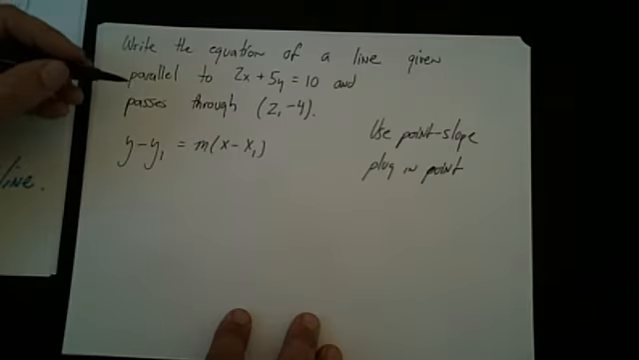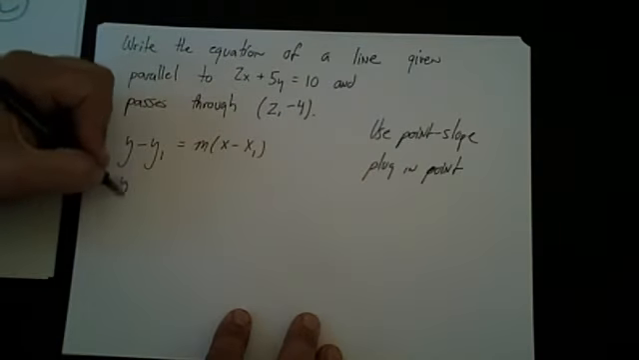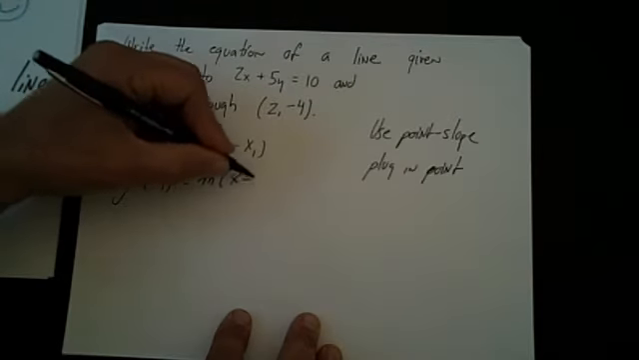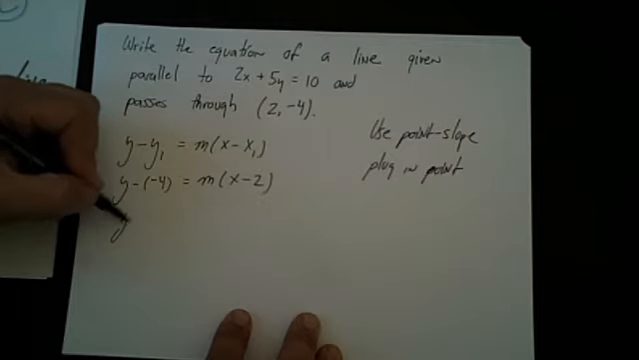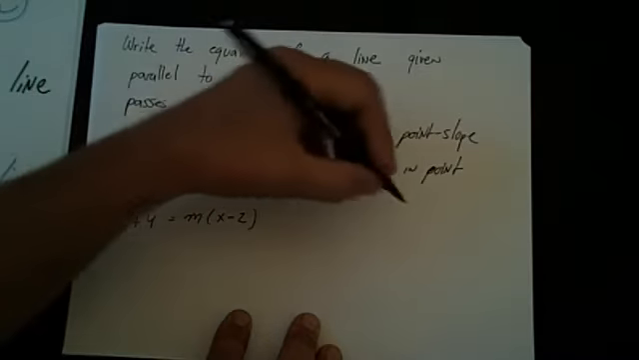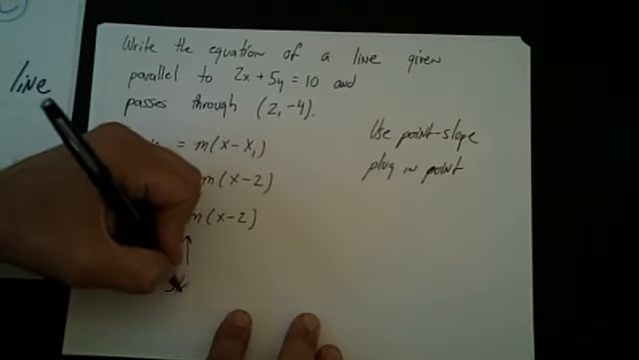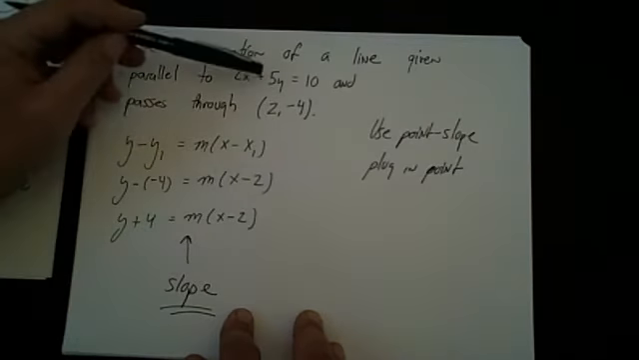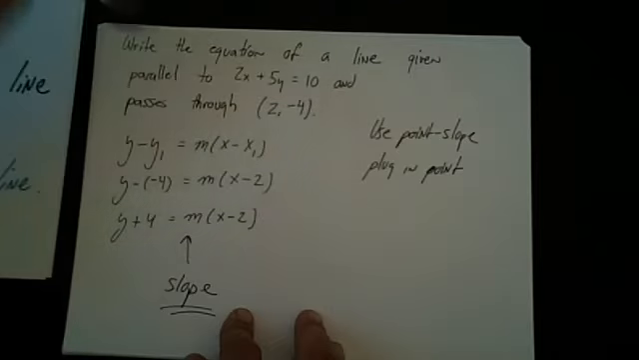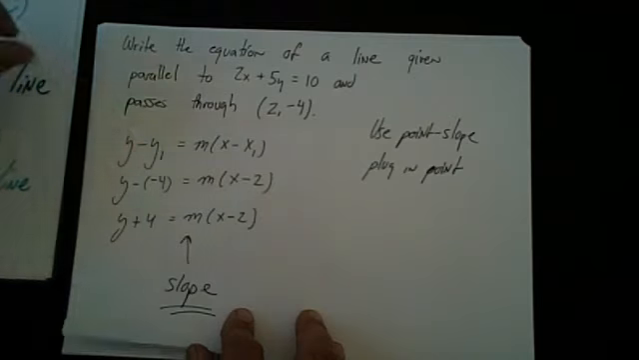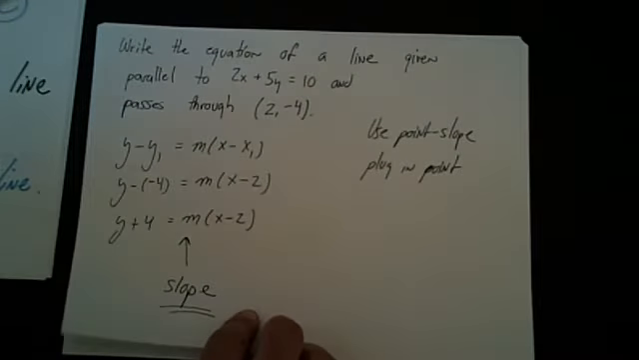So let's see what we have here. The point here is 2, minus 4, so that's y minus minus 4 is equal to m times x minus 2, which is y plus 4. Now we need the slope. If you look carefully here, we don't have the slope of this line, but we know it's parallel to 2x plus 5y equals 10. This line must be parallel to this line. Parallel lines will have the same slope. So let's find the slope.